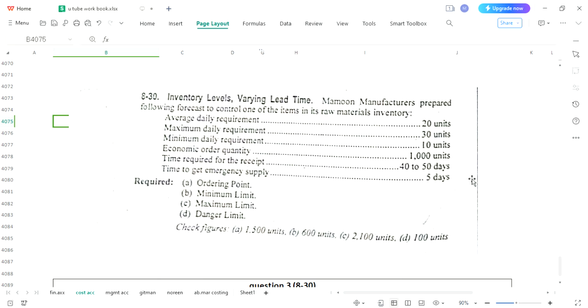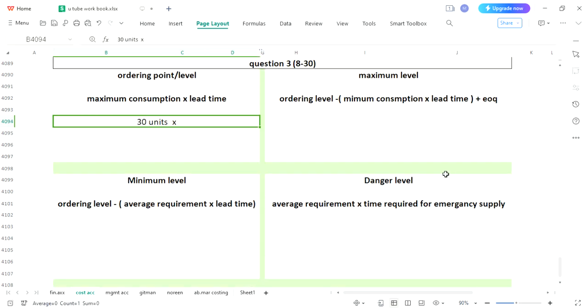So obviously, if there are two timings given over here, 40 would be considered the minimum time and 50 would be considered the maximum time. Two timings are given and we are using the maximum daily requirement for calculation of the ordering point. So we will use 50 days as your lead time. I'm very sure that you understand the logic behind it: we were using maximum consumption, that is why we have used the maximum number of days.